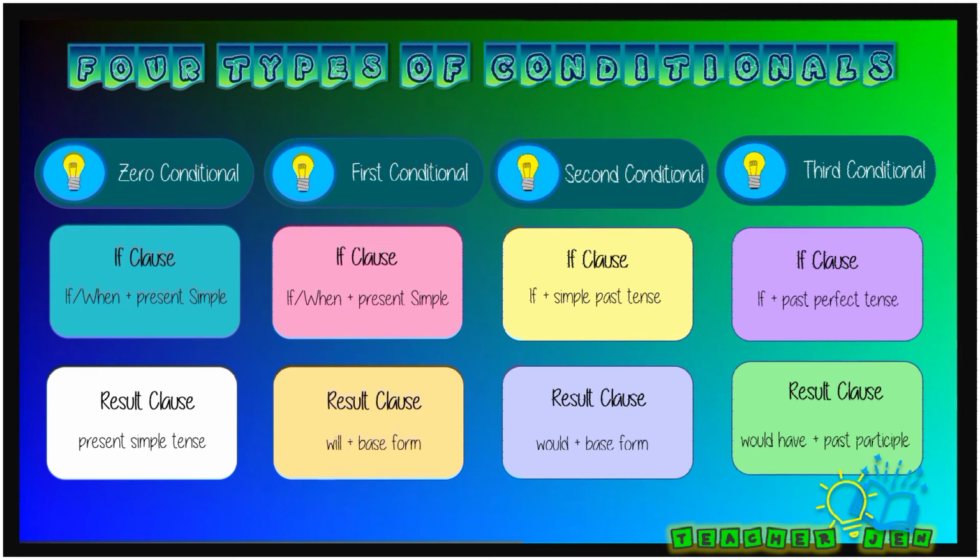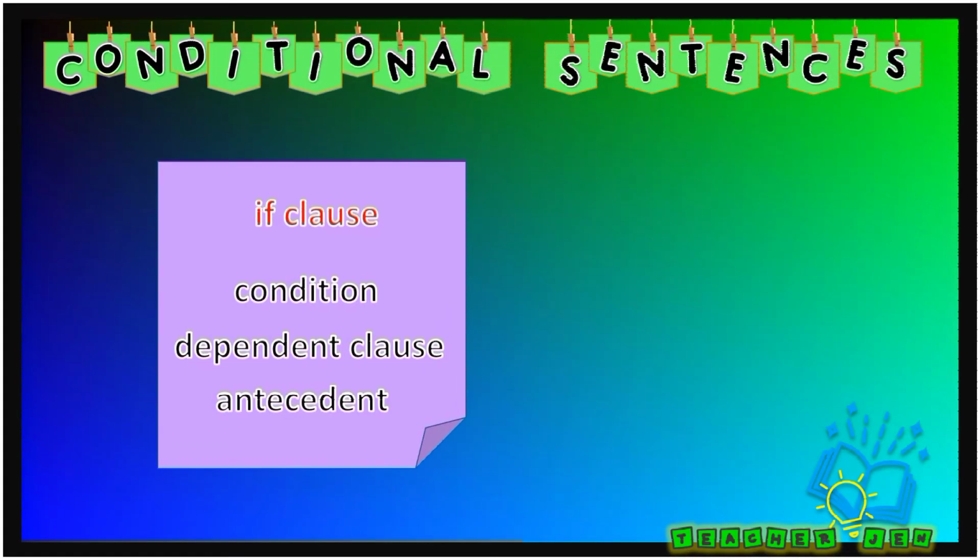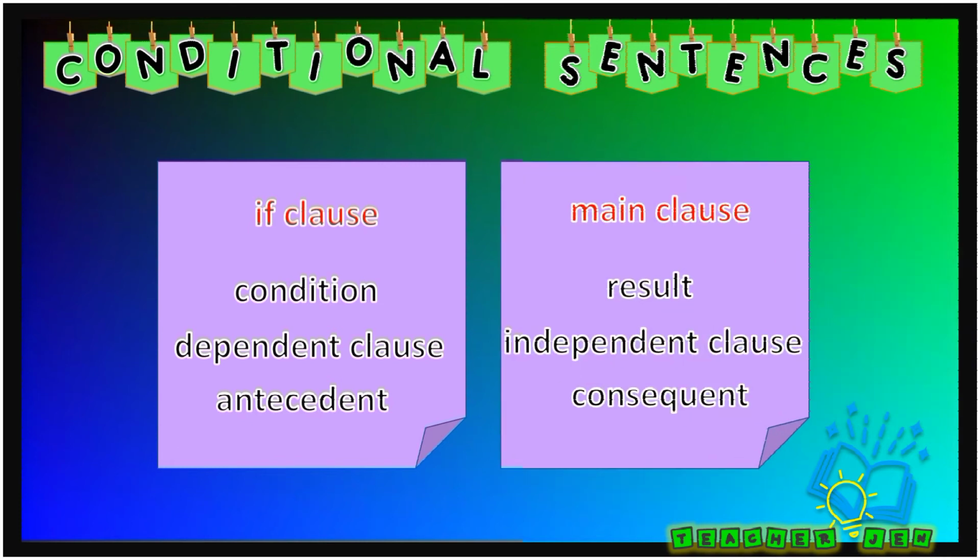Now remember that the 2 parts of a conditional sentence are the if clause and the main clause, and you should not confuse them with their other similar terms. The if clause is also known as the condition or the situation for the occurrence of a particular result. It is also a dependent clause because it cannot stand alone. Also, it is called an antecedent. Later, you will learn more about an antecedent.